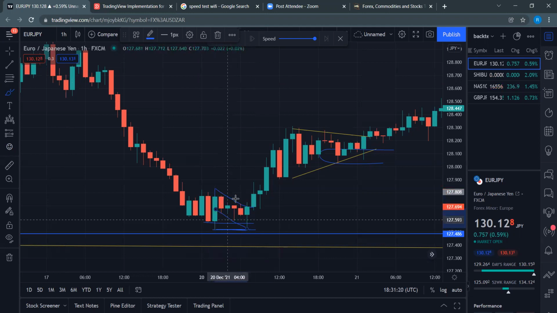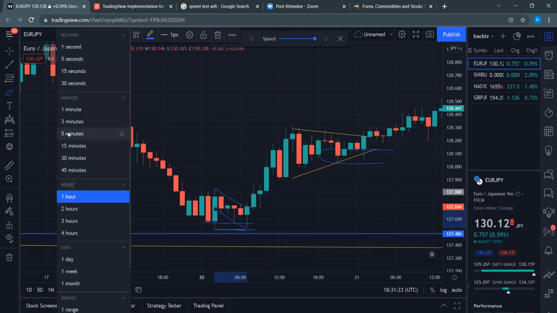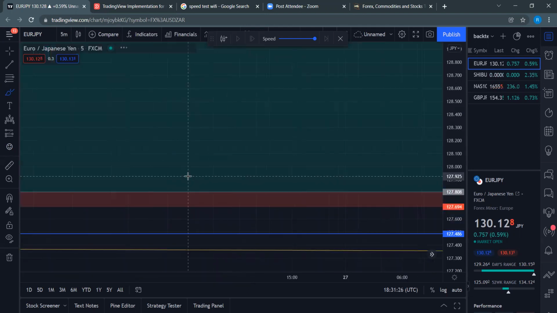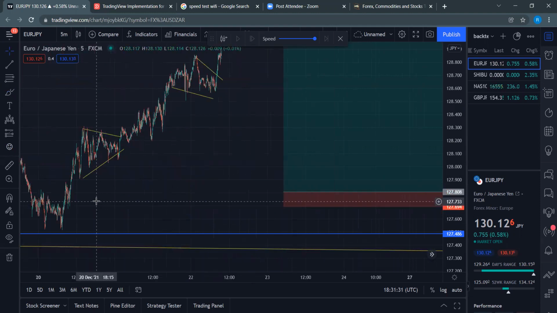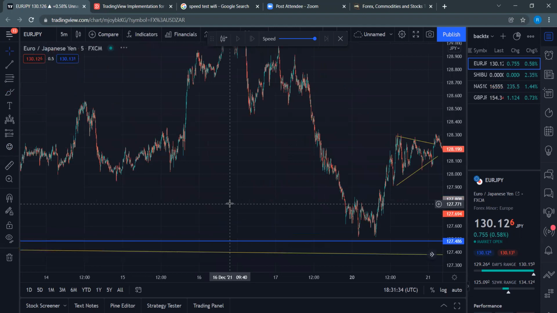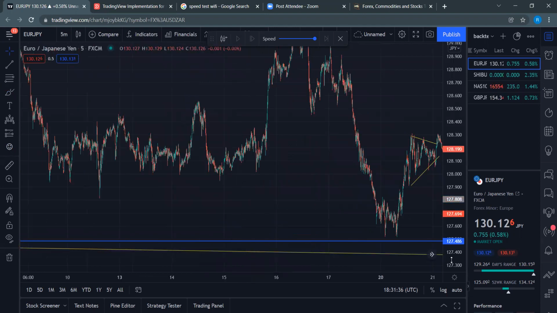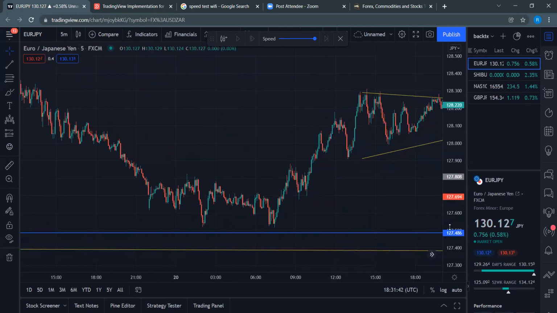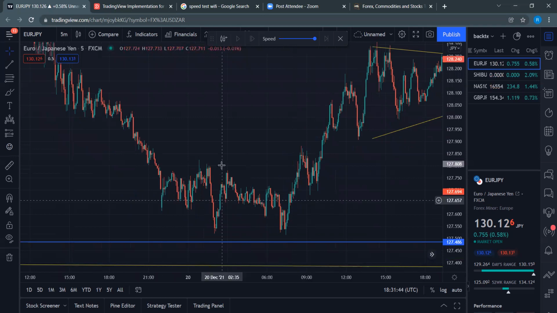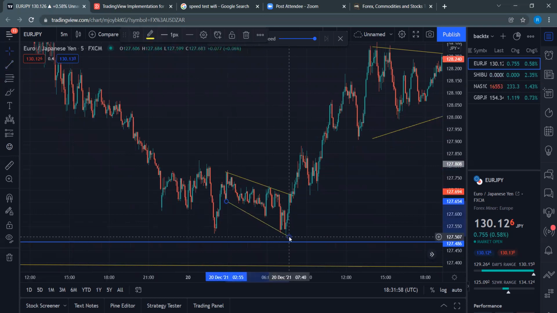So if I can go to the smaller time frame, let's say, let me just check, maybe the 5 minutes. Where are we? Okay. So this is what it is on the 5 minutes. So it's like this. We have this impulse, and then from here we have this correction.